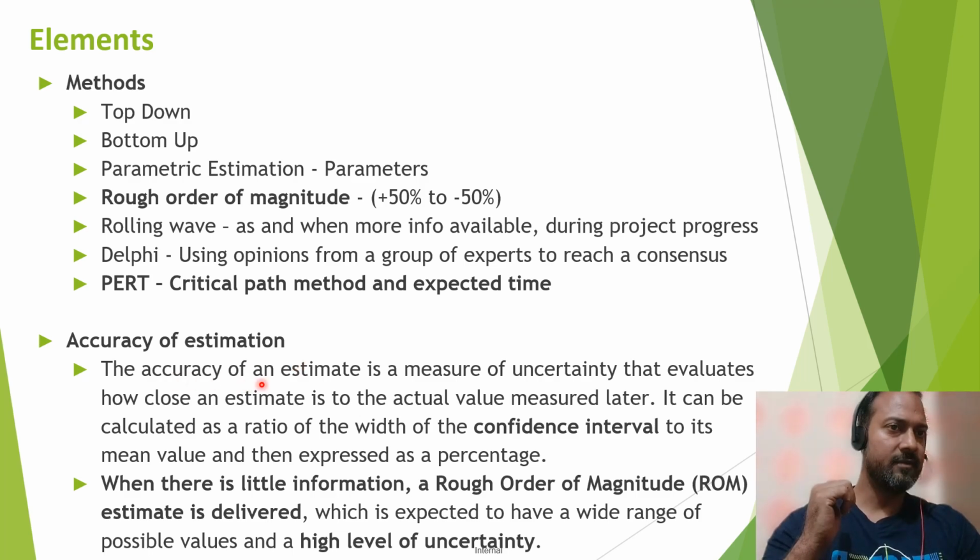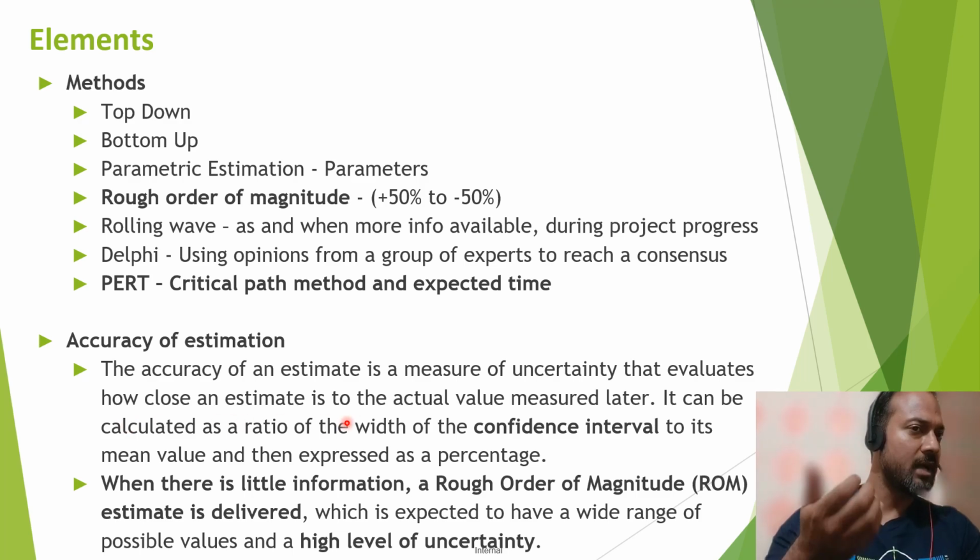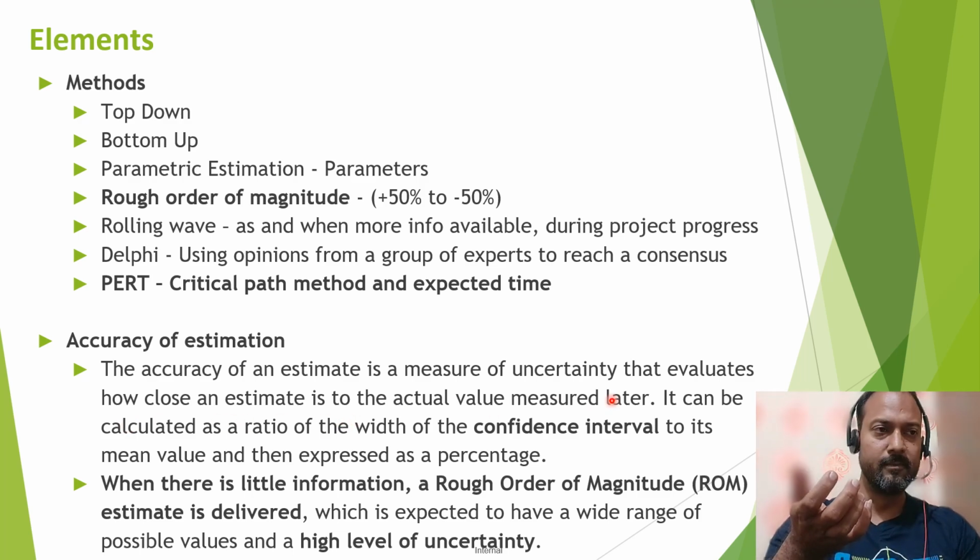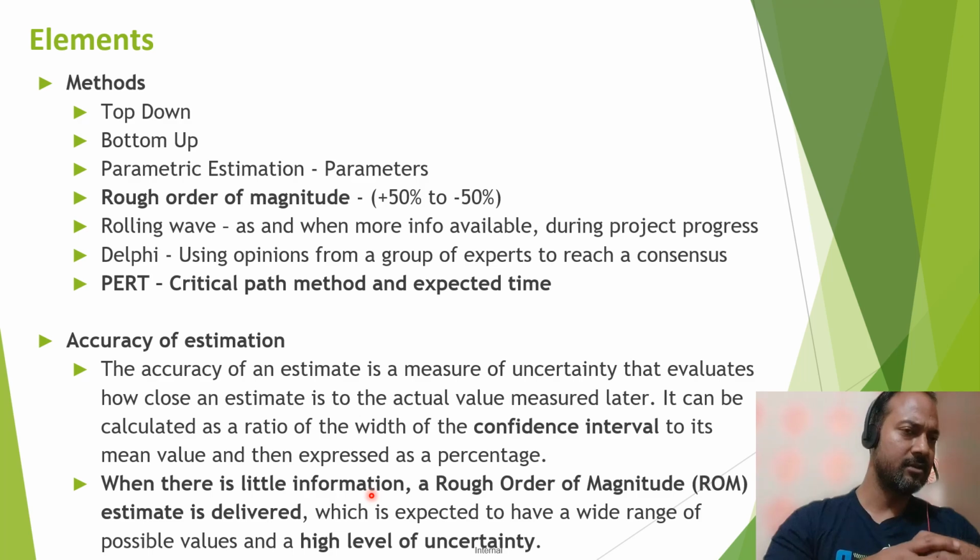The accuracy of an estimate is a measure of uncertainty that evaluates how close an estimate is to the actual value measured later. It can be calculated as a ratio of the width of the confidence interval to its mean value and then expressed as a percentage. In order to understand this, how accuracy of estimate works.